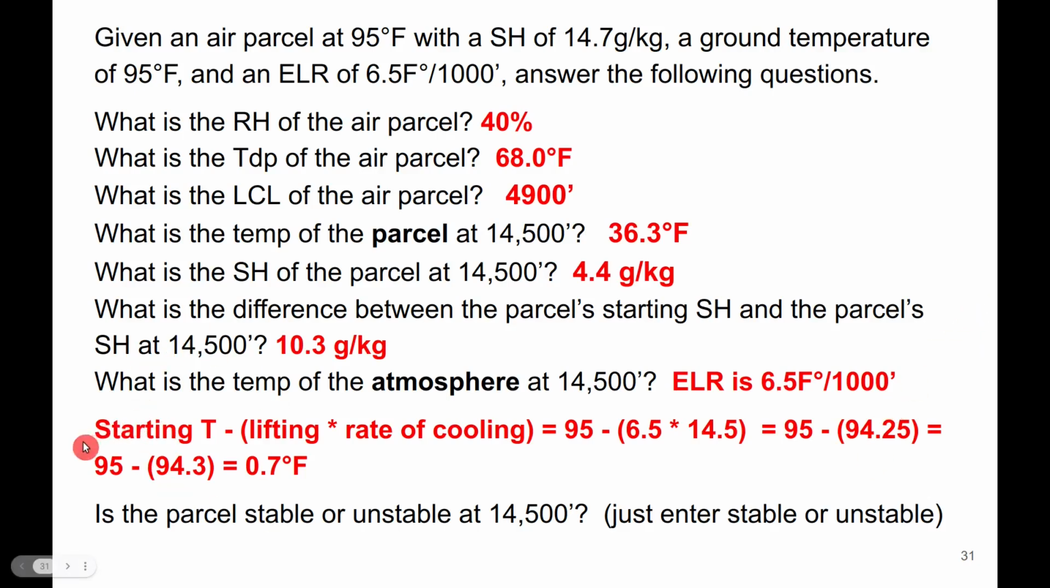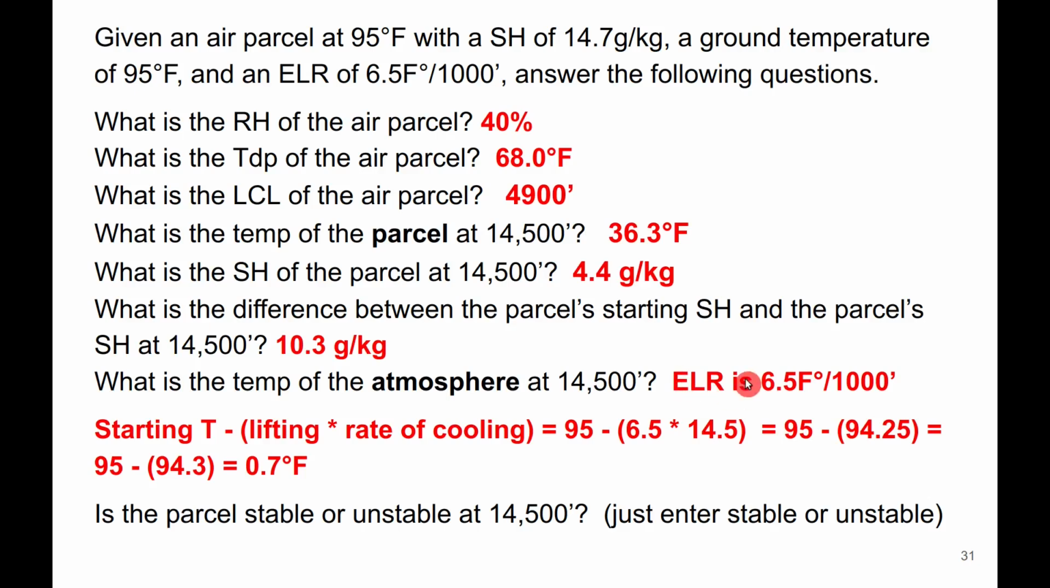The formula for that is starting temperature minus the 1,000 feet of lifting times the rate of cooling. In this case, our starting temperature was 95 degrees. We're going up 14.5 thousand feet, and we're cooling at 6.5 degrees per 1,000 feet. That's the ELR. It's given to you. 6.5 times 14.5 is 94.25, which rounds up to 94.3. 95 minus 94.3 gives us a temperature for the atmosphere of 0.7 degrees Fahrenheit.